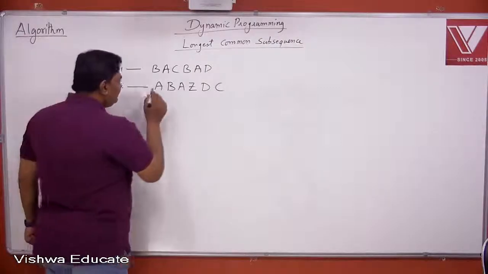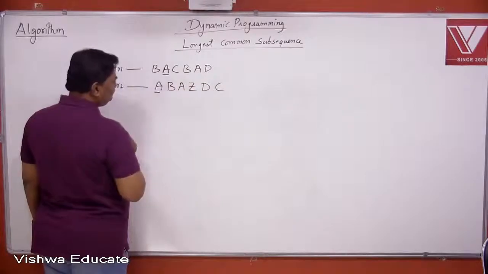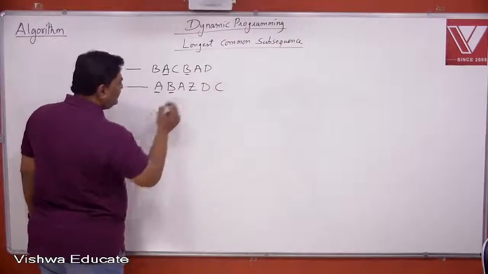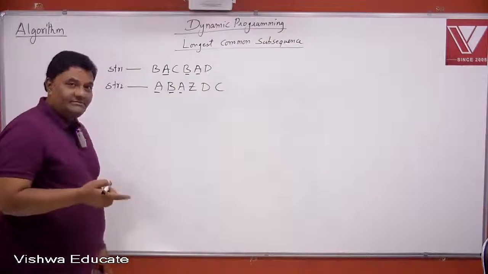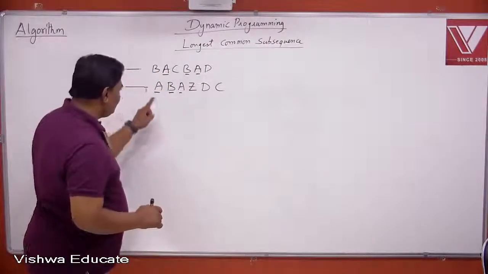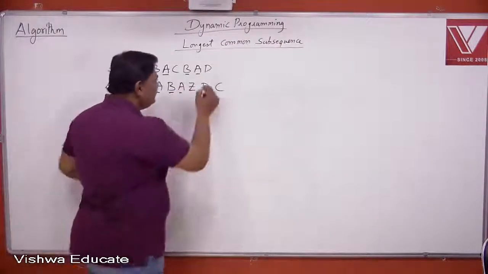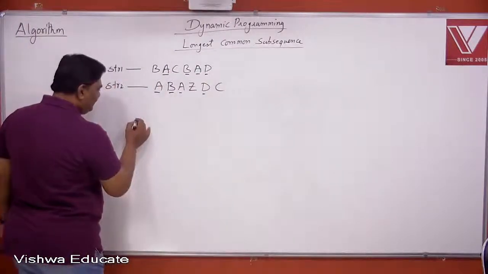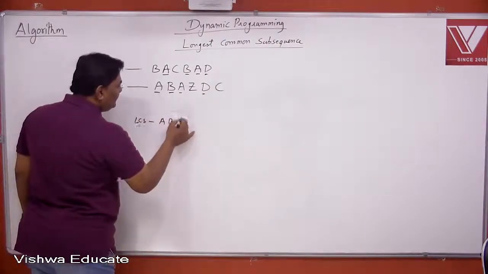So let us see. This is A, and here also this is A. Then next, this is B, B. Then this is A and this is A. They need not be continuous. There can be some other characters in between, but the relative position is first A, then B, then A. Here also first comes A, then B, then A. Then next D is there. So yes, the longest common sequence is A, B, A, D.